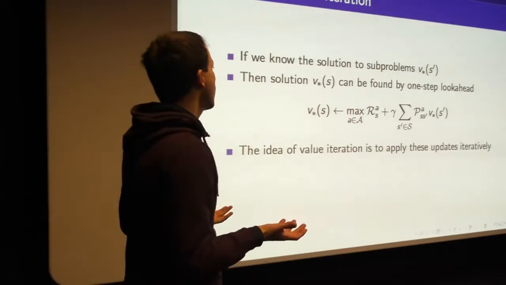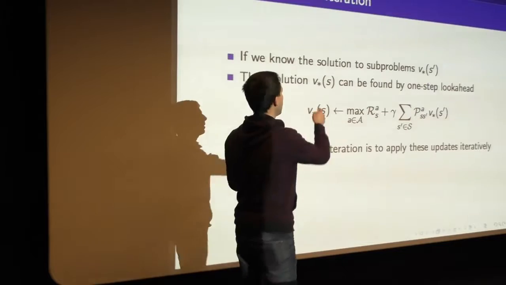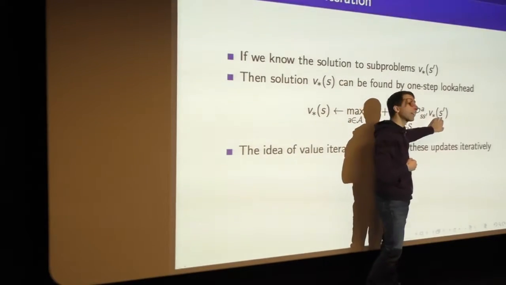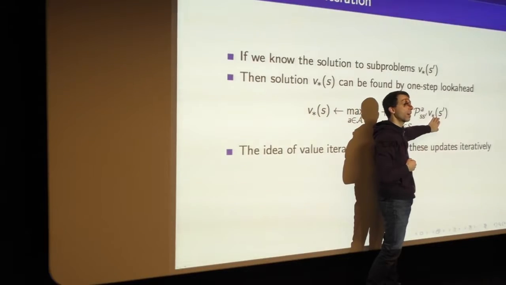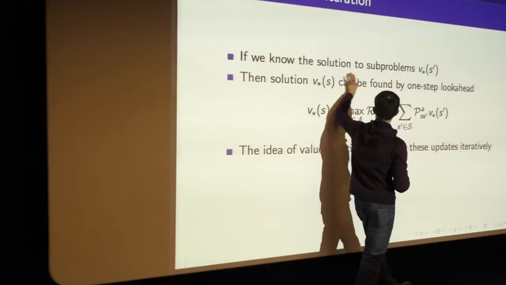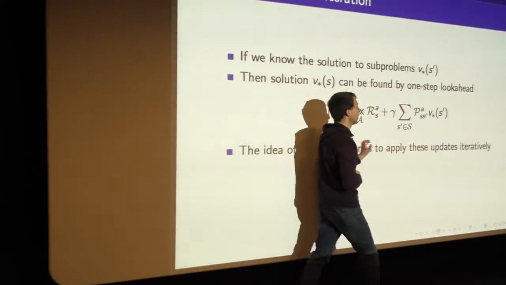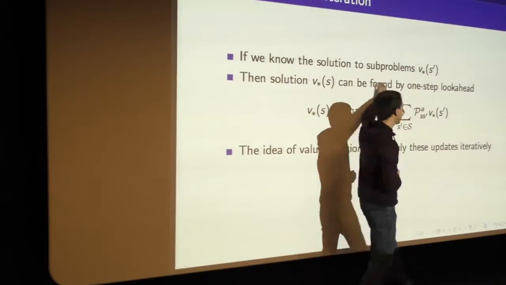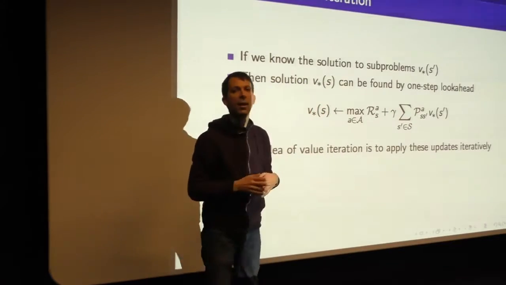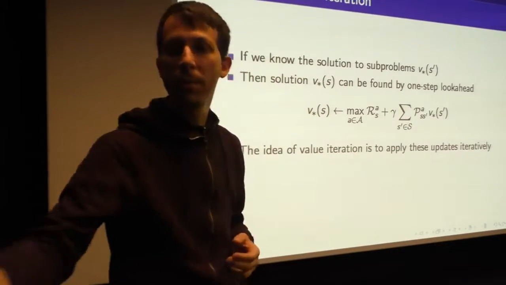And the idea of value iteration is just to apply this update again and again and again. So instead of someone telling us the optimal solution from S prime, we're going to find this iteratively by starting with an arbitrary value, backing this up to give us a new value function, plugging in that new value function, backing that up to give us a better value function, and so on. We're going to just iterate this process. And again, we're going to see that this converges on the optimal value function.